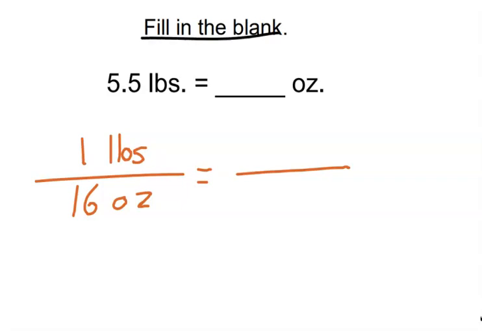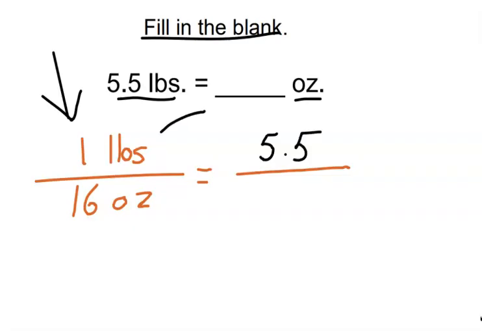Fill in the blank. Okay, we have a ratio. We have pounds to ounces. So we want to know how many ounces would be the exact same amount as 5.5 pounds. Well, right down here, I showed you that 1 pound is the same as 16 ounces. So we want to go from 1 pound to 5.5 pounds.